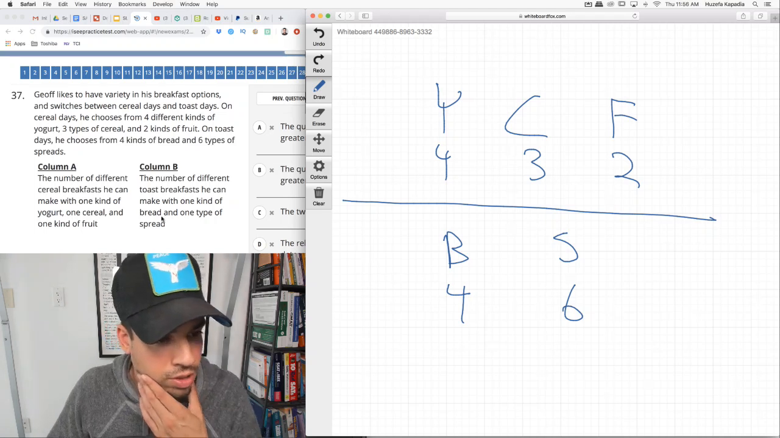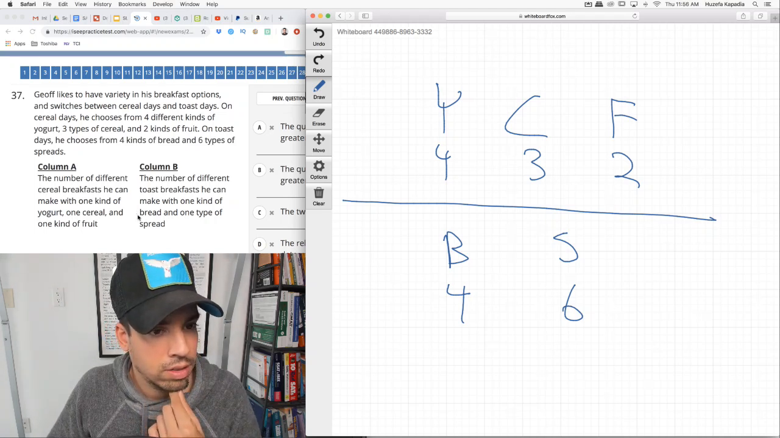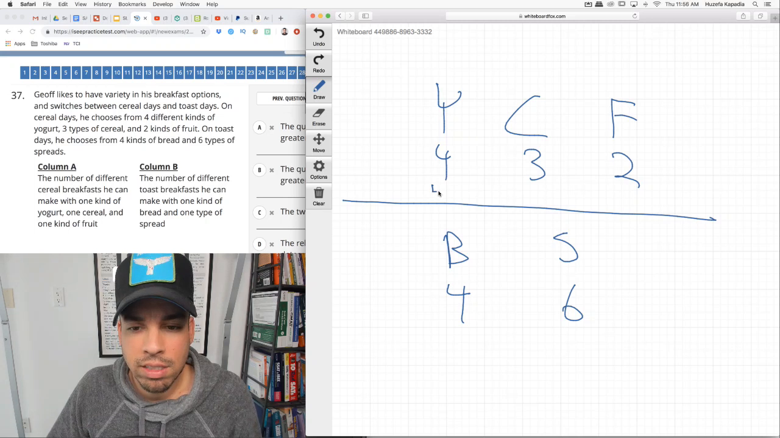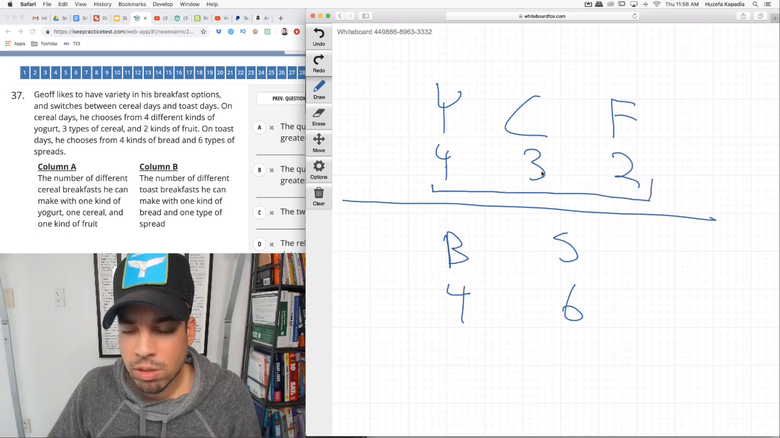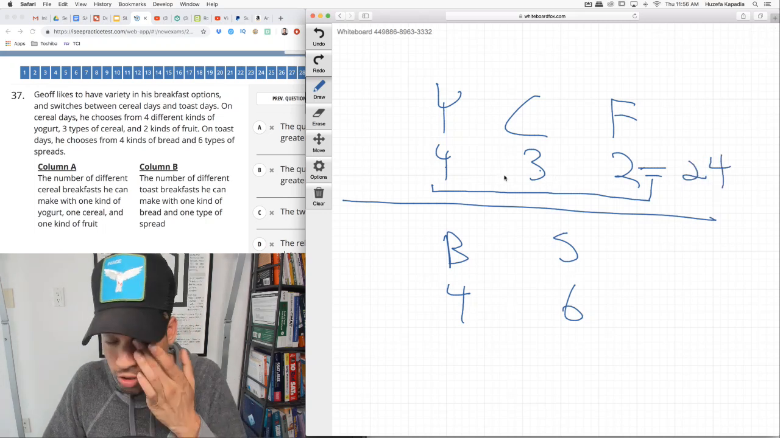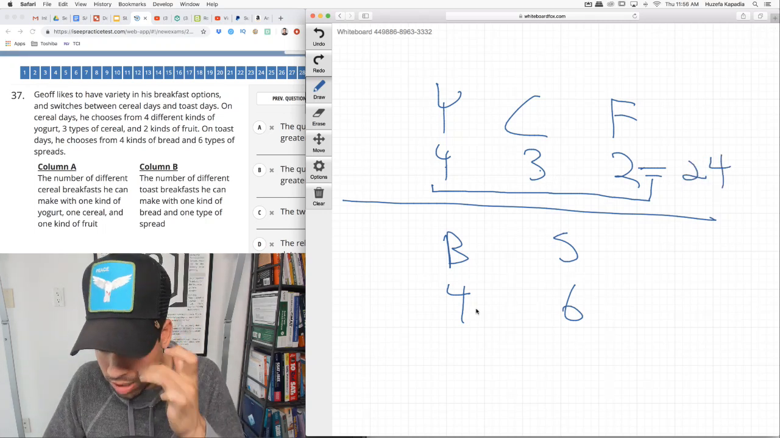The number of different cereal breakfasts he can make with 1 yogurt, 1 cereal, and 1 fruit. Something like this, to get the total, all we do is we say 4 times 3 times 2. That's it. Okay? 4 times 3 is 12, times 2 is 24. We take the total number of options for each individually and multiply them together.